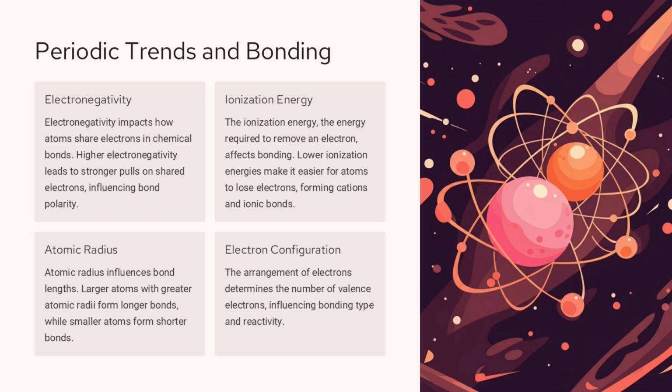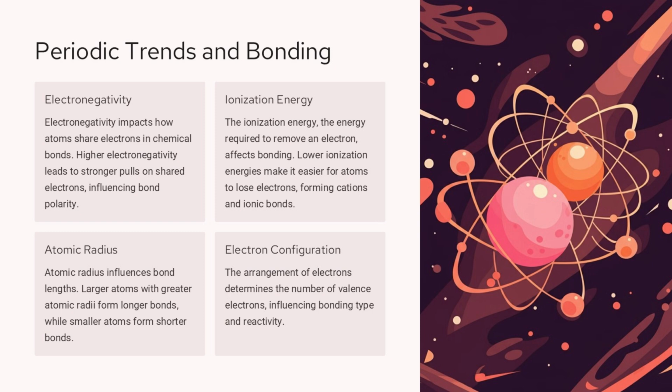Higher electronegativity leads to more polar bonds. Ionization energy is the energy required to remove an electron from an atom. Lower ionization energies make it easier for atoms to form cations and ionic bonds. Atomic radius affects bond lengths. Larger atoms form longer bonds, while smaller atoms form shorter bonds.